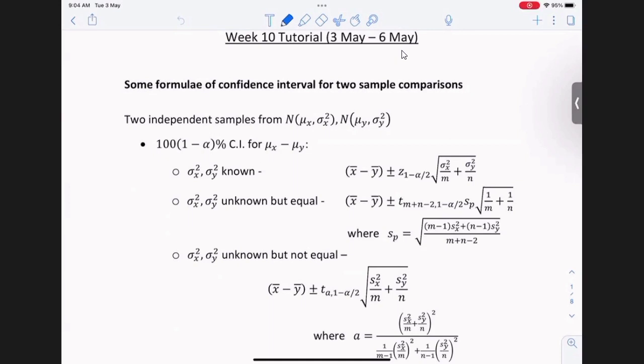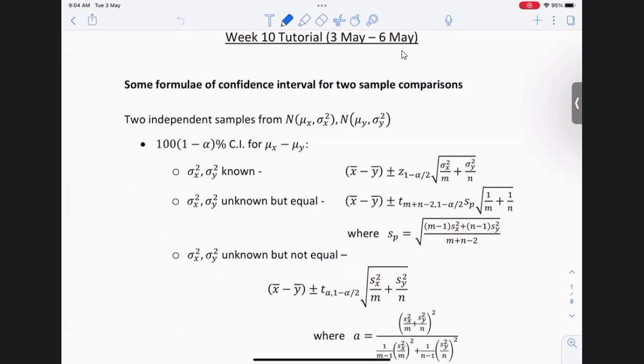In case the population variances are given, they are known, then this will be the formula we use, because we can compute the standard error directly using the known population variances. Now notice that this is the sample size of the X sample. This is the sample size of the Y sample. Sometimes in some textbooks or in some other notes, people like to use different symbols. They may use N and M instead of M and N. You need to keep in mind that this represents the sample size corresponding to the X sample, and this represents the sample size corresponding to the Y sample.